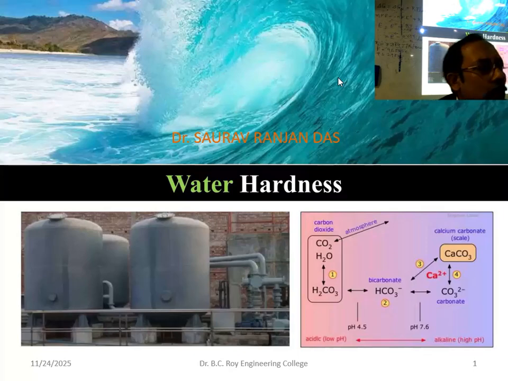Now this type of soap reacts with hard water, producing calcium and magnesium salts of stearic, palmitic and oleic acid. Earlier it was sodium and potassium salts. Now in the hard water, as calcium and magnesium ions are present, they react with that soap, producing calcium stearate, magnesium palmitate, calcium oleate type of compounds. These are insoluble and cannot produce lather or foam. That's why soap reacts with hard water, producing scum.